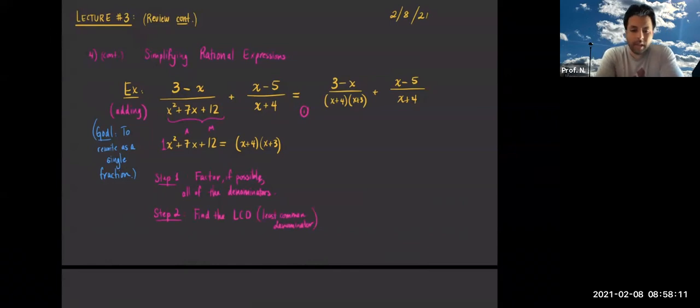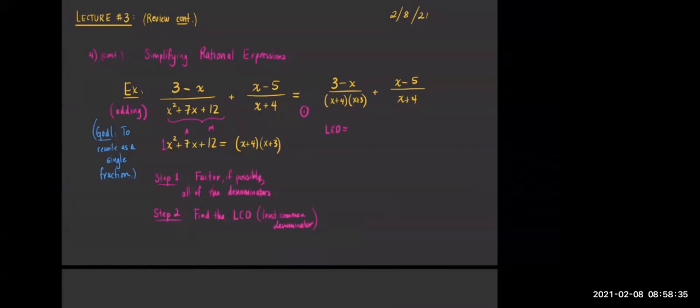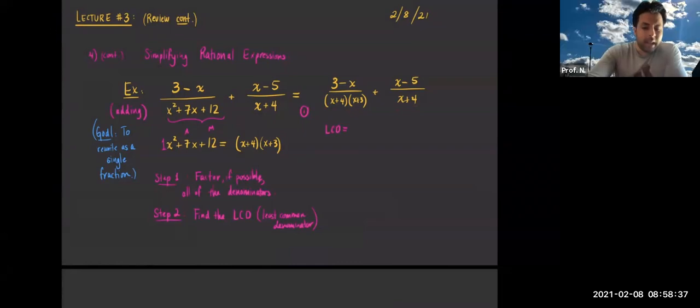So now you have to look at the denominators: x plus 4, x plus 3, that's one denominator, and then x plus 4 as a second denominator. So what would be the LCD for this particular problem? This is the hardest part, I believe. So x plus 3, not exactly, x plus 4, not exactly.